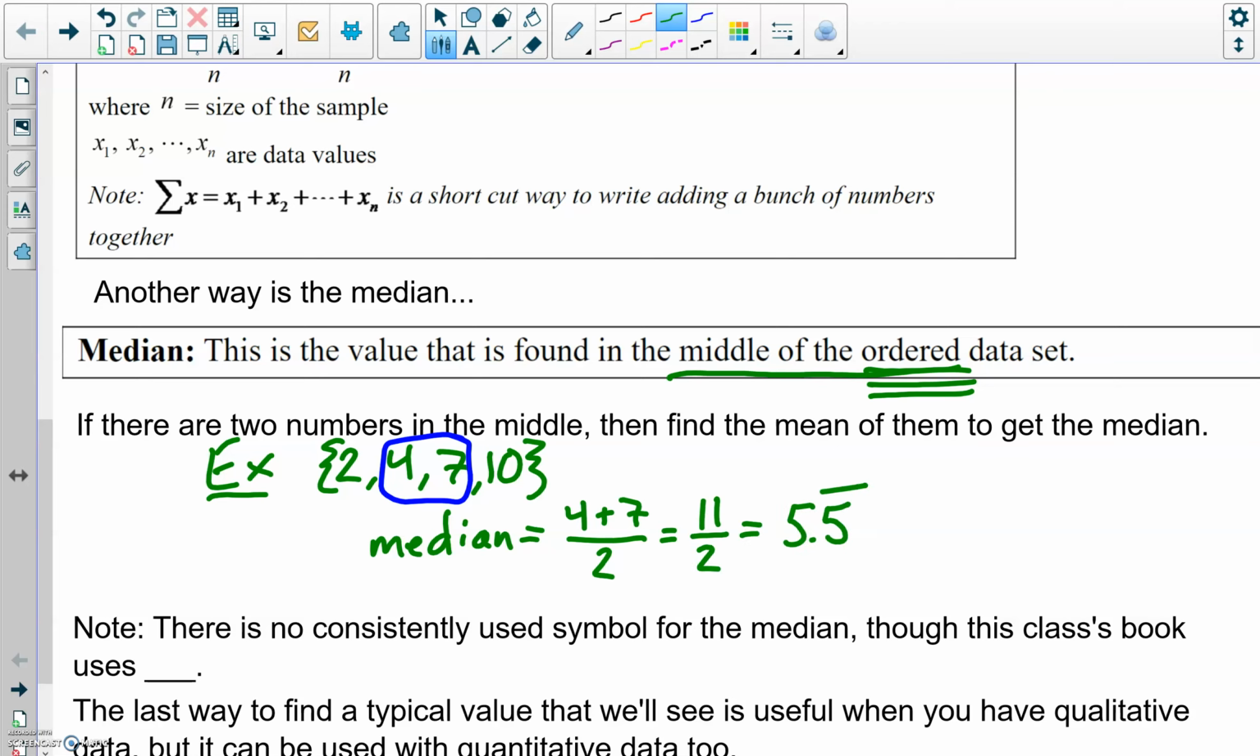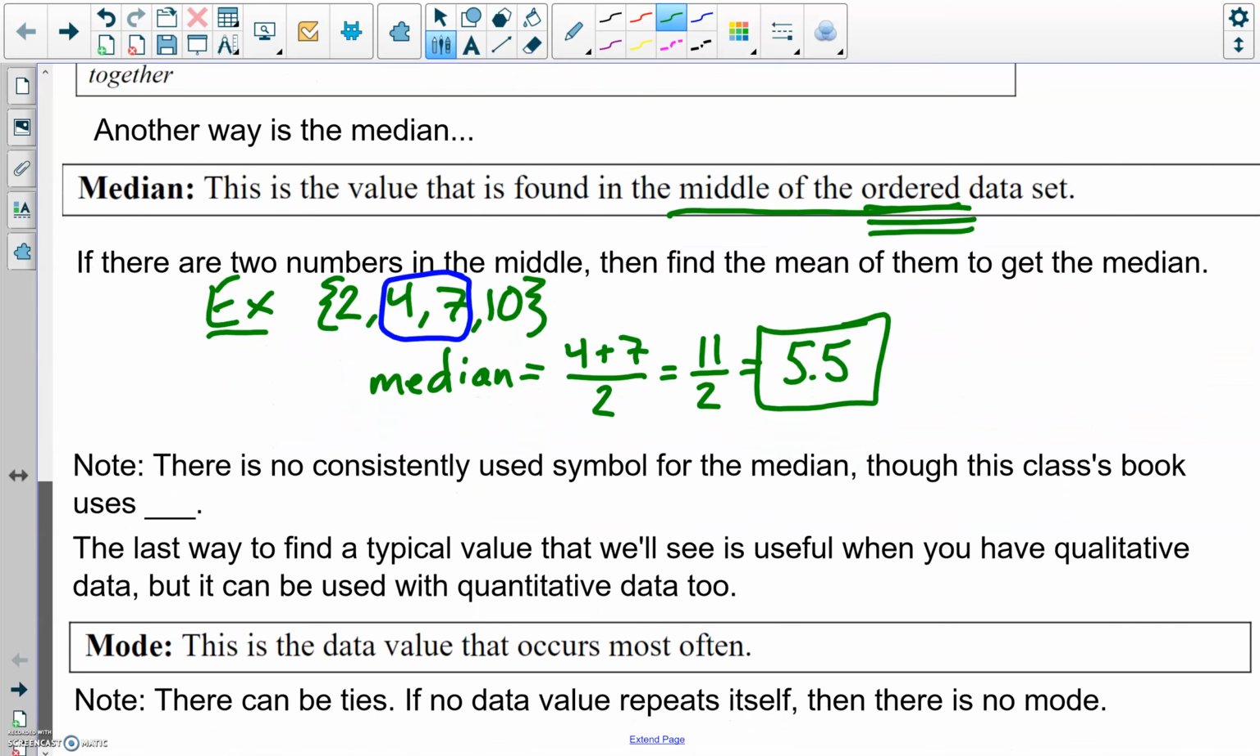So that would be the median for this data set. If you're ever wondering how to remember that the median is in the middle, well, the median of a highway is in the middle. It's a common term for the middle of something.